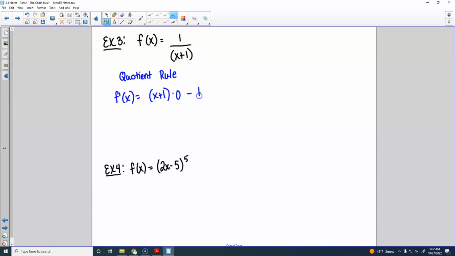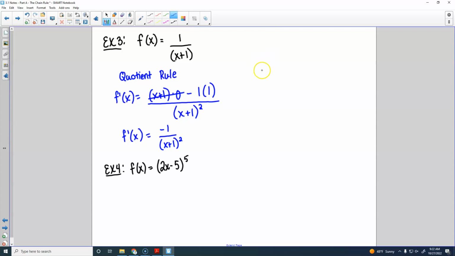Minus high d low. So what's the derivative of the bottom? 1 over low squared. So this stuff times 0 just basically goes away because you're multiplying it by 0. Actually, I might not be able to convince you on this one. This one's not that hard. Negative 1 over x plus 1 squared. So quotient rule will work. So you don't want to throw it out. If you prefer it, you can do that.